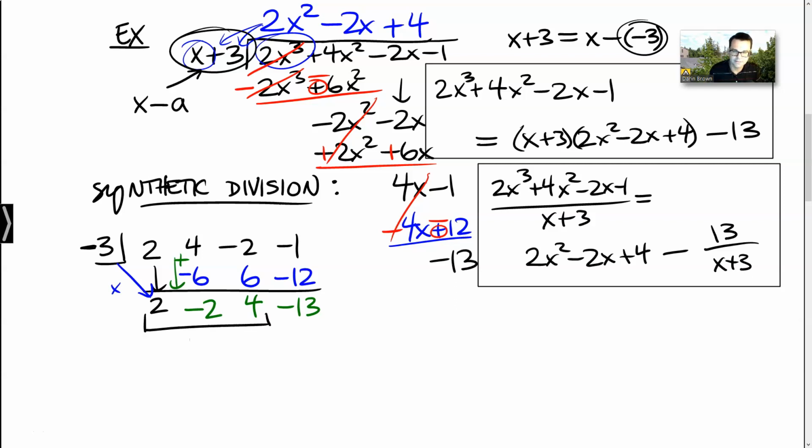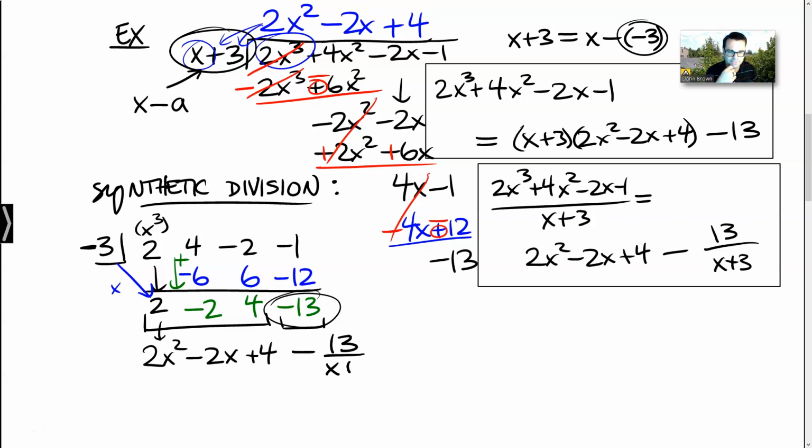Now, what do you have at the end of all of this? You've got this, and you've got this. Notice, everything except the last number now, these are the coefficients of our quotient. And you know that you can get this by dropping the degree by 1. So if this was the x cubed coefficient, you know this one's going to start with x squared. So it's 2x squared minus 2x plus 4. And then look, the very last number, that's the remainder. So minus 13 over x plus 3. Super nice, isn't it? It's much faster, and it takes a lot less space on the page than going through all that stuff.